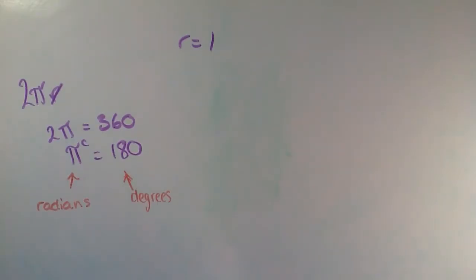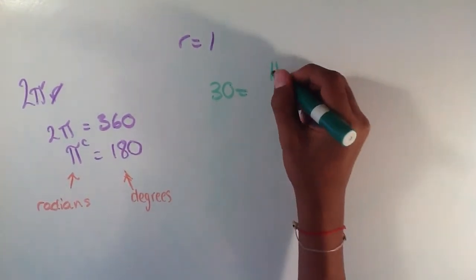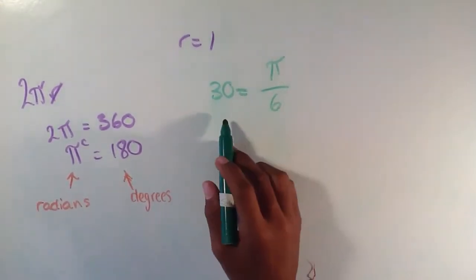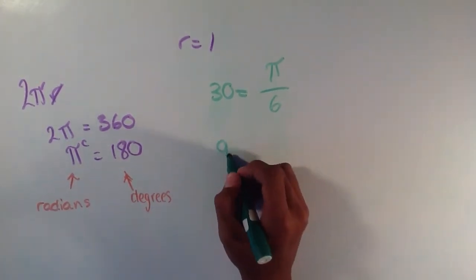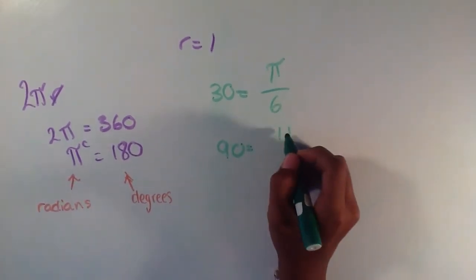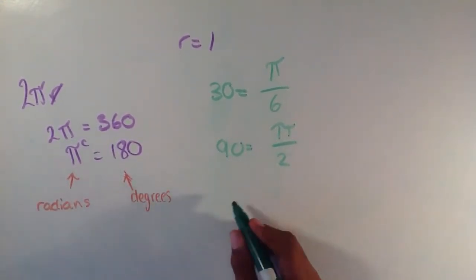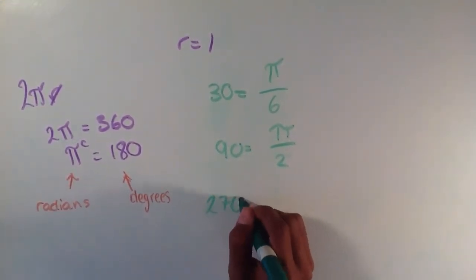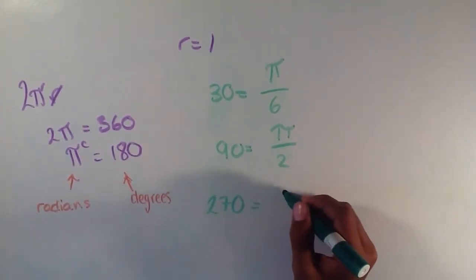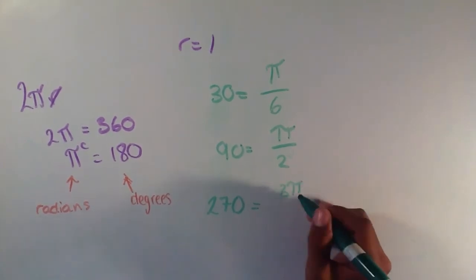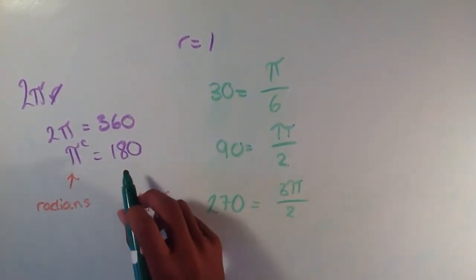Examples of these could be 30 degrees is equivalent to pi over 6, because 30 is a sixth of 180. 90 degrees would then be pi divided by 2, because 90 is half of 180. And then 270 degrees is equivalent to 3 pi over 2, because 270 is 3 over 2 of 180.